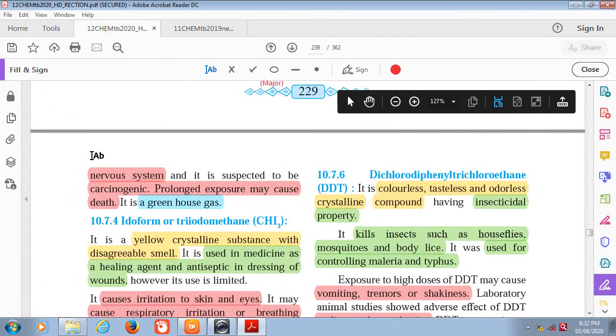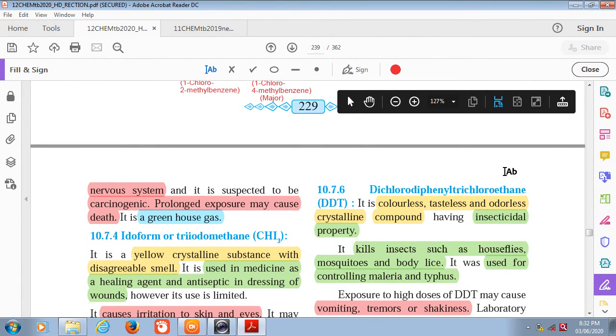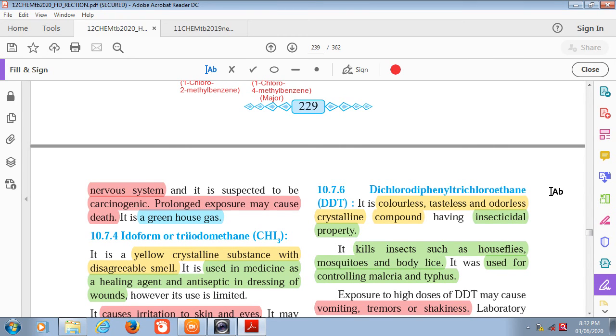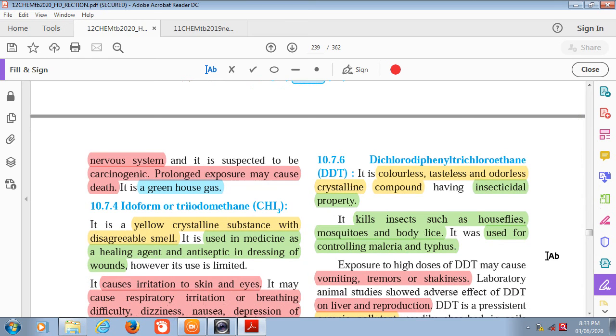Then the next compound is dichlorodiphenyltrichloroethane. It is also known as DDT. This is the short form of this compound. It is a colorless, tasteless, odorless crystalline compound having insecticidal property. Due to this property, it kills insects such as houseflies, mosquitoes, body lice, and it was used for controlling malaria and typhus.